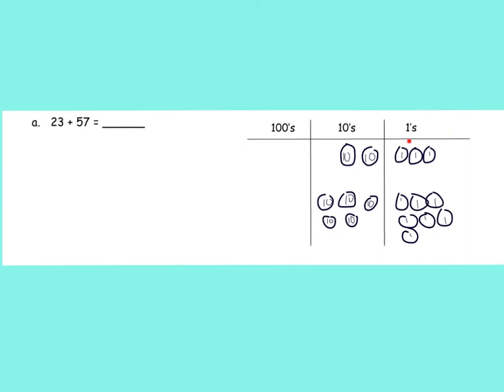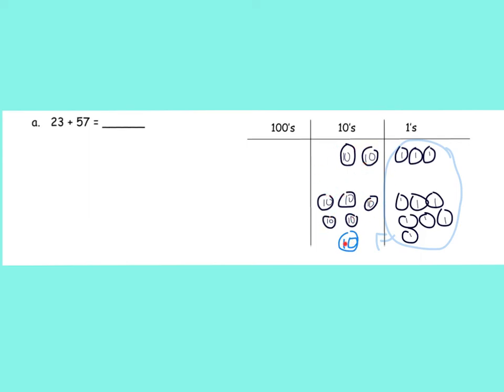Now we're going to see if we have enough ones to make a new group of 10. We have 1, 2, 3, 4, 5, 6, 7, 8, 9, 10. So we have exactly enough ones to make a new disc over in the tens place. Now we see if we have enough tens to make 100. We have 1, 2, 3, 4, 5, 6, 7, 8.